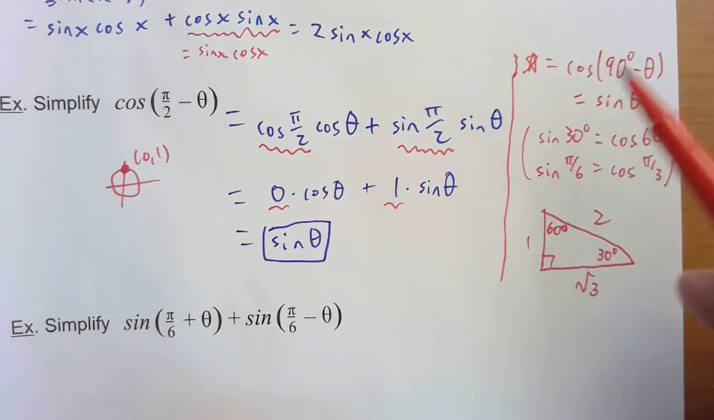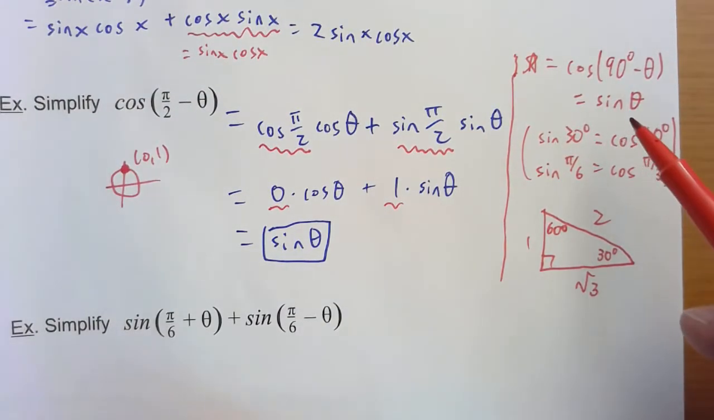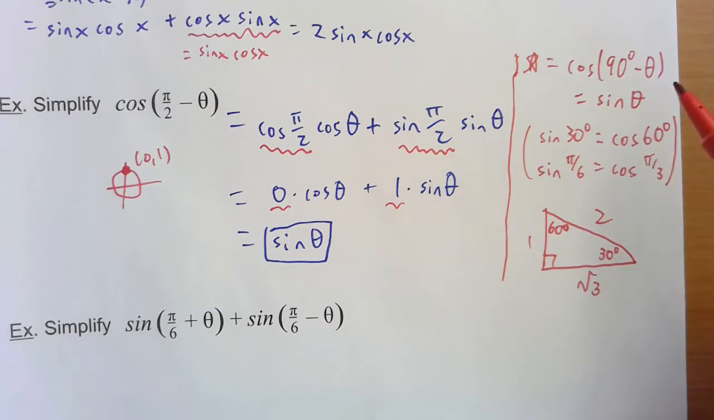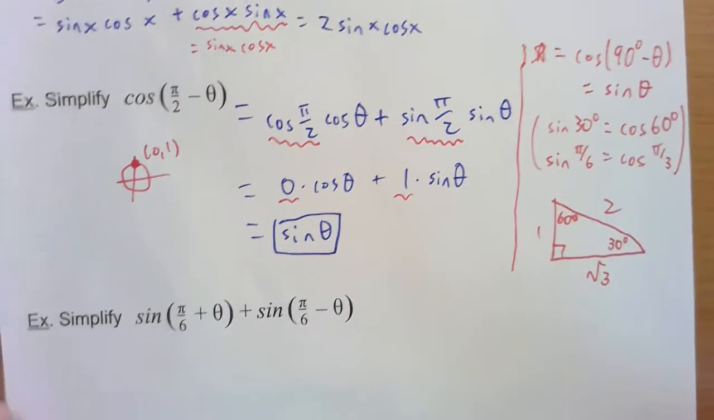Cosine of 90 degrees minus theta is sine of theta. Cotangent of 90 degrees minus theta would be tangent of theta. There's a lot of what they call cofunction identities with this kind of idea. In this class, though, you don't really need to memorize those. We don't think those are that important, but I just wanted to mention that.